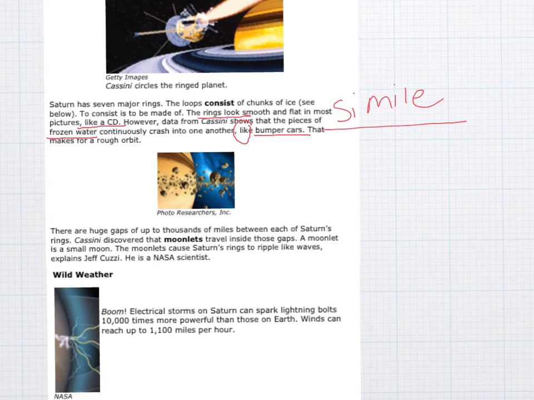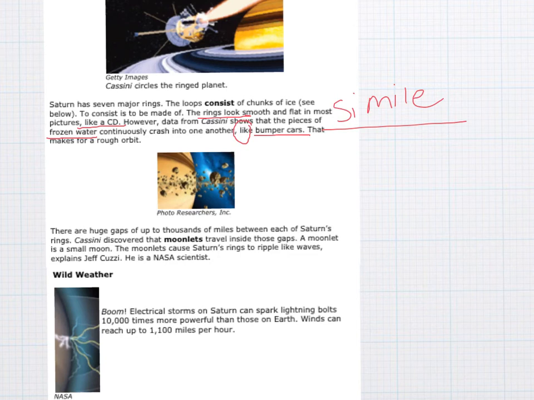Alright, so in the next paragraph, I don't really see any examples of figurative language. You could pick out this sentence right here. It says Saturn's rings, the moonlets cause Saturn's rings to ripple like waves. But to me that's not really a simile because I'm just explaining how the waves are rippling. I'm not really comparing two things. So really I wouldn't consider that a simile.